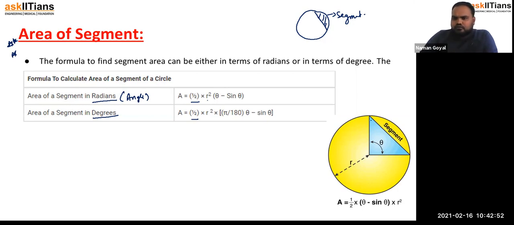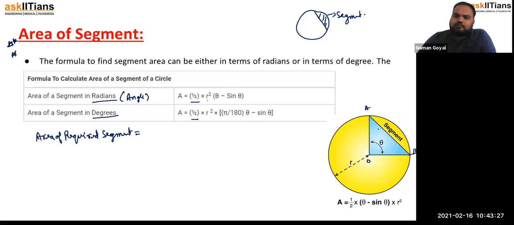Okay, so look, here we have a triangle and this is the sector. So we can say that if this point is O, this point is A, and this point is B, then the area of the required segment is nothing but the area of that sector. If I subtract the area of this triangle from the area of this whole sector, then what do we get? We get the area of the segment, isn't it?